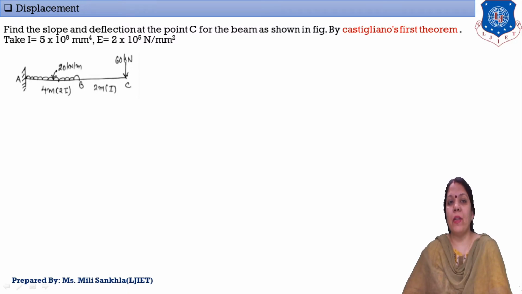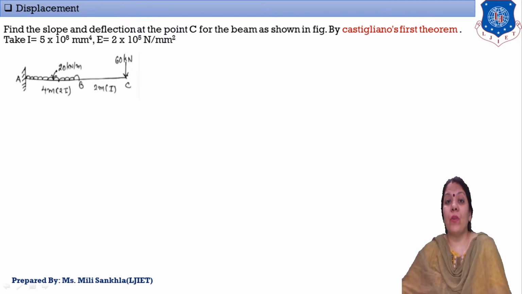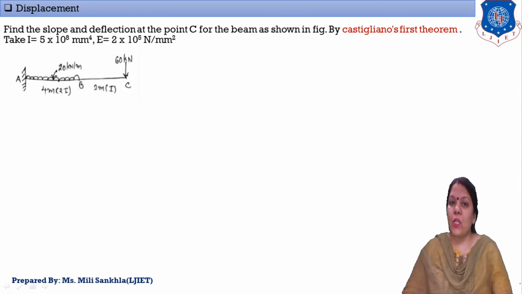Find the slope and deflection at point C for the beam as shown in the figure by Castigliano's first theorem, and take the moment of inertia I equal to 5 into 10 raised to 8 mm raised to 4, and Young's modulus, or we can say modulus of elasticity, equal to 2 into 10 raised to 5 Newton per mm square. Now one by one we find deflection and slope. First we find the deflection at C.